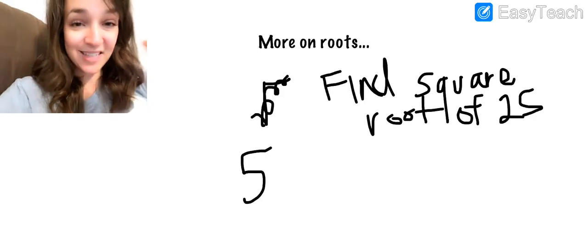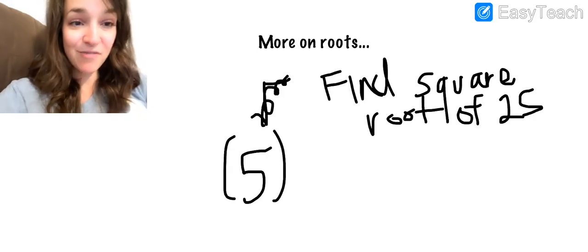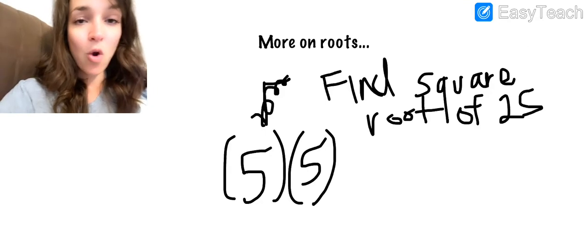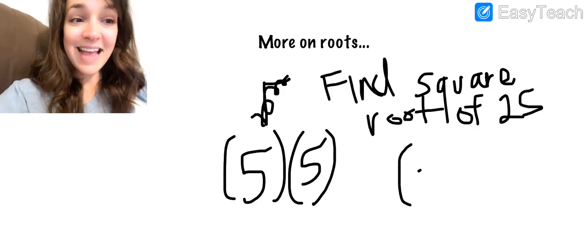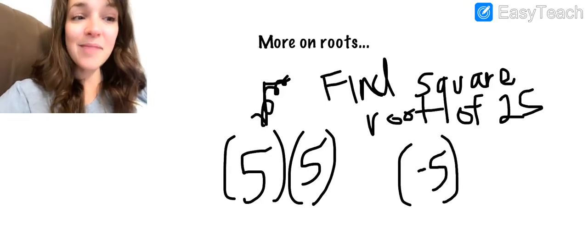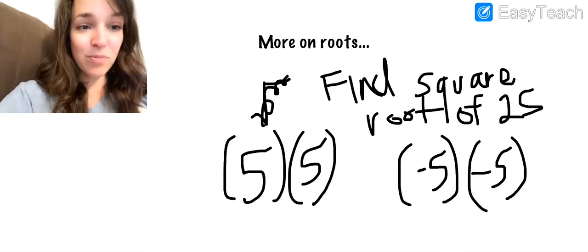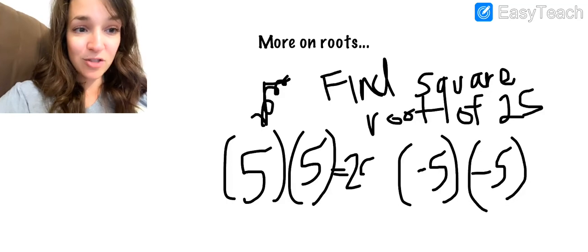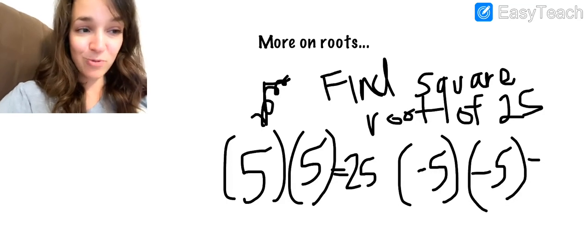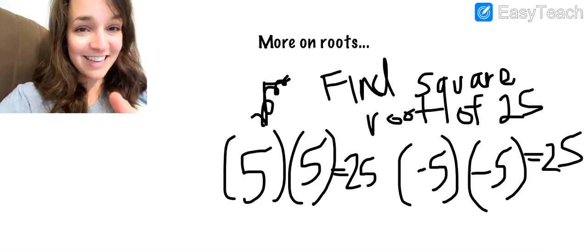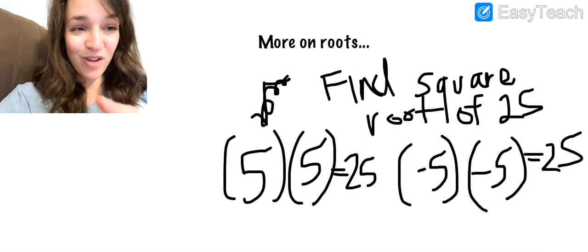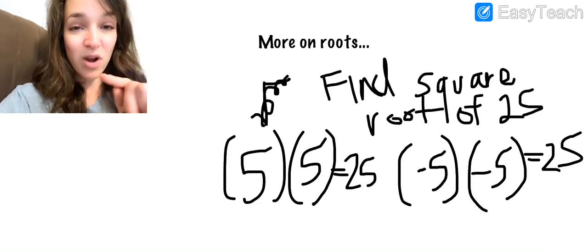So positive 5 times positive 5 gives us 25. What if we take negative 5 times negative 5? We also end up with positive 25. So both of those would give me a positive 25. So technically, the square root of 25 could be positive 5 or negative 5.